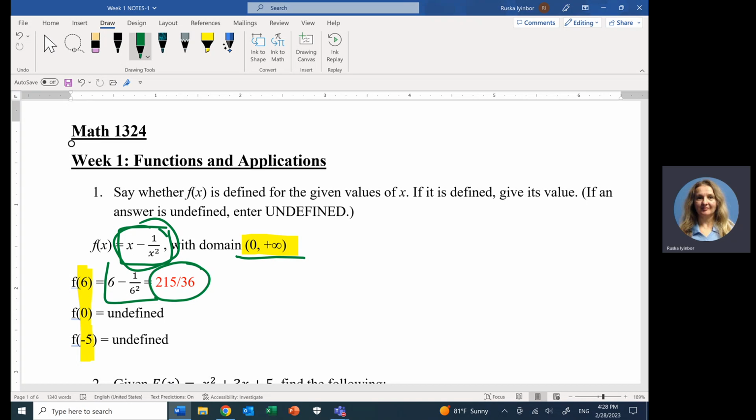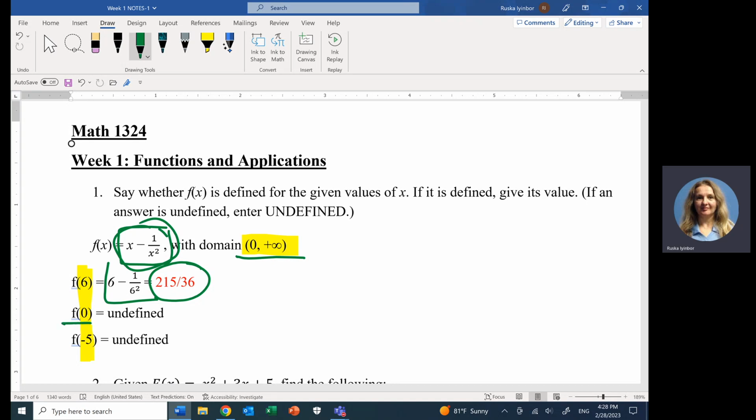215 over 36. The answer should be submitted like that, like a fraction. So we don't simplify more, just leave it like that. Okay, so just plug that in the calculator and the answer is 215 over 36. The next one is f of 0.